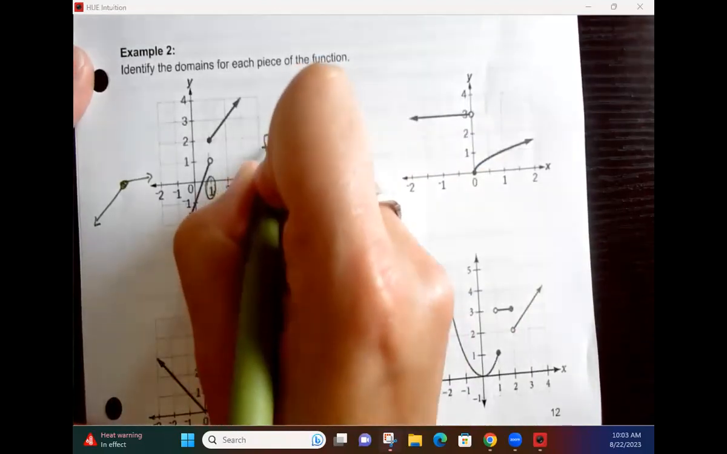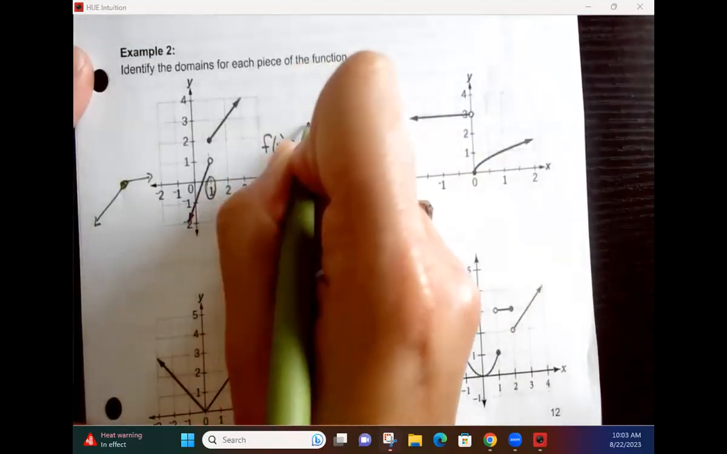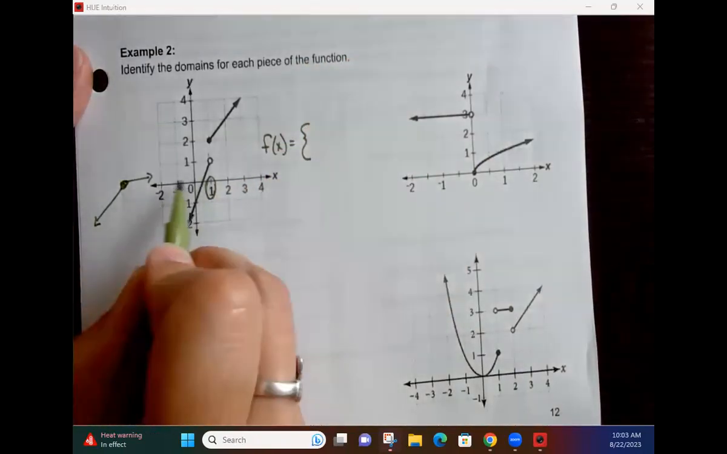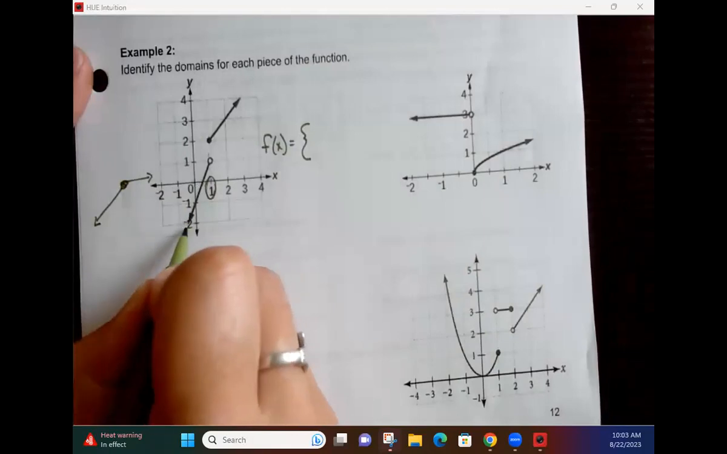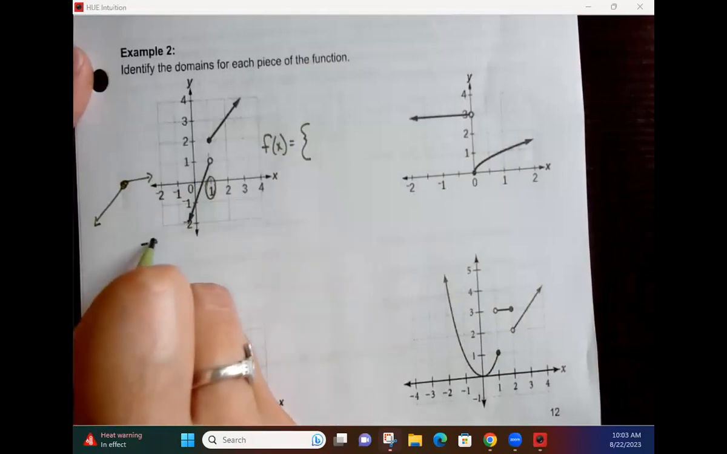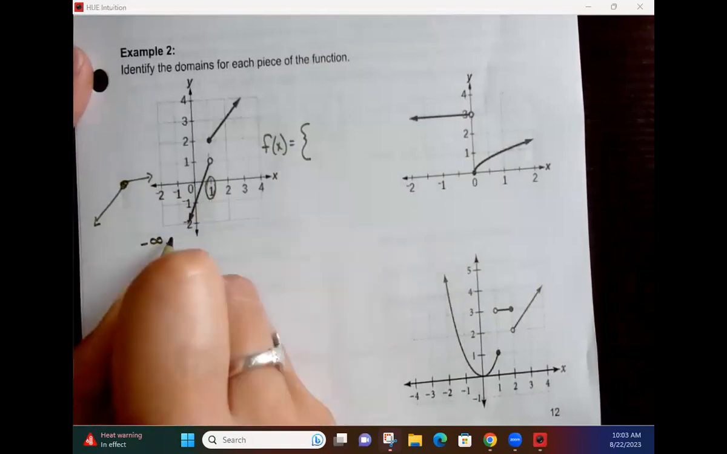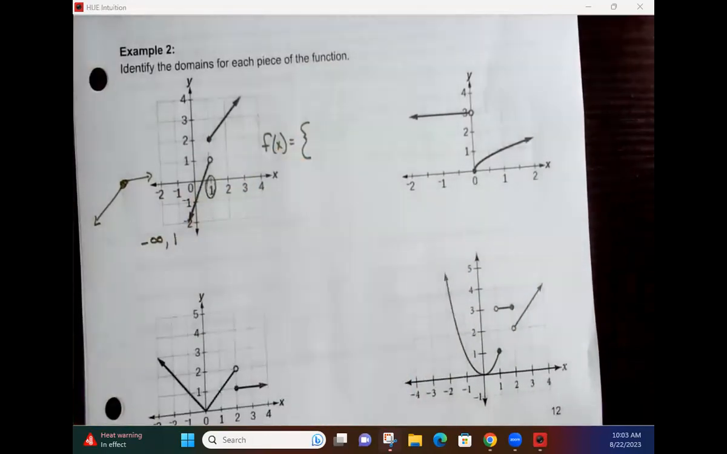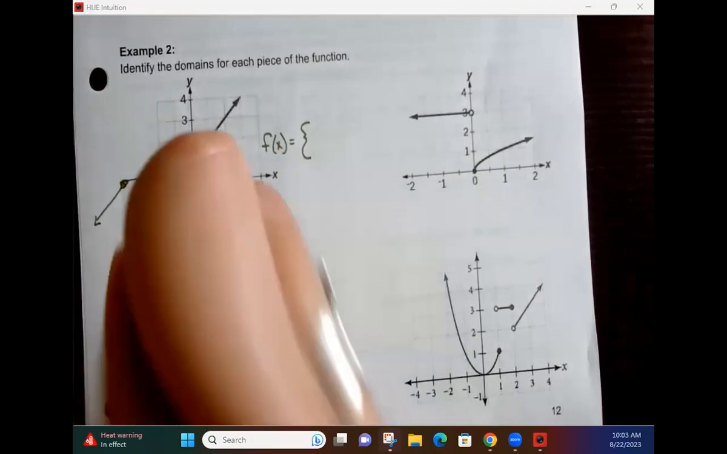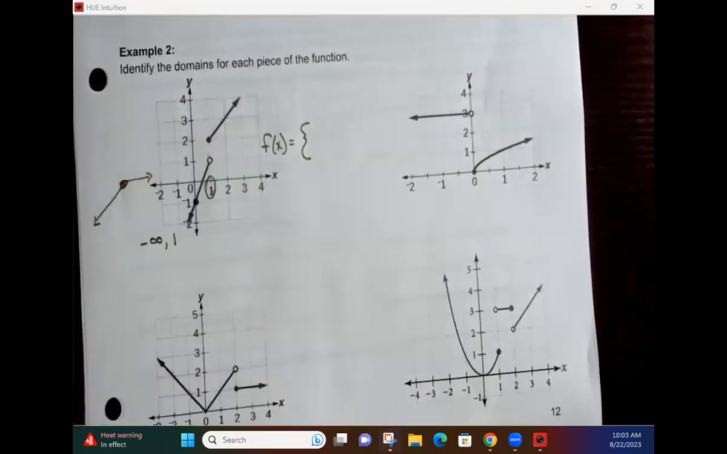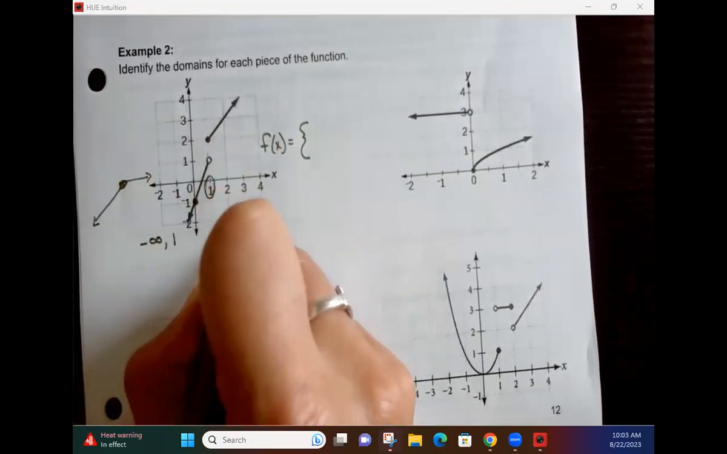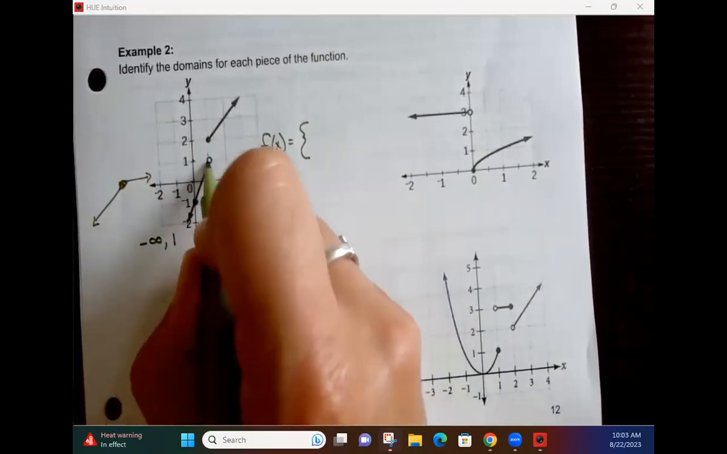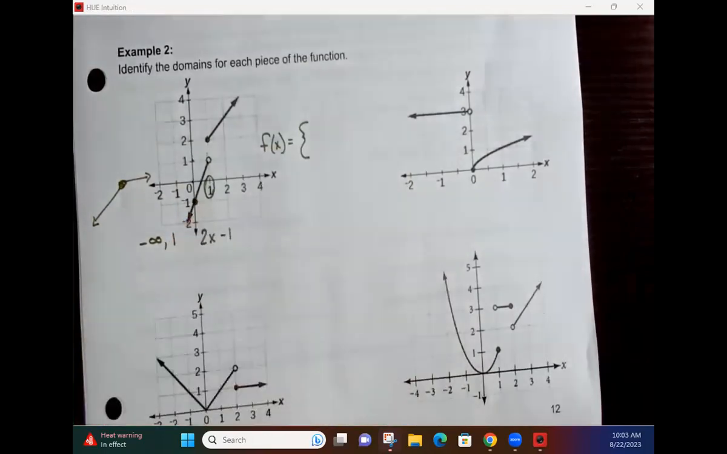For my first piece, we're going to start here with the lower domain values. So since I've got an arrow, that means I'm looking at everything from -infinity up to 1. I want to describe what's happening here. We've got a line, I can see the y-intercept, so I'm going to write slope-intercept form. My y-intercept is at -1, and my slope looks like up 2, forward 1, so 2.